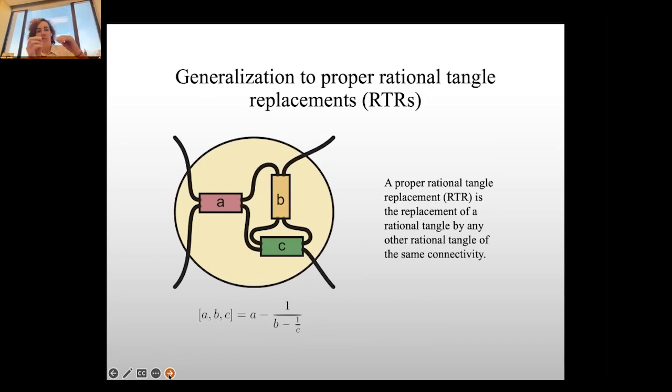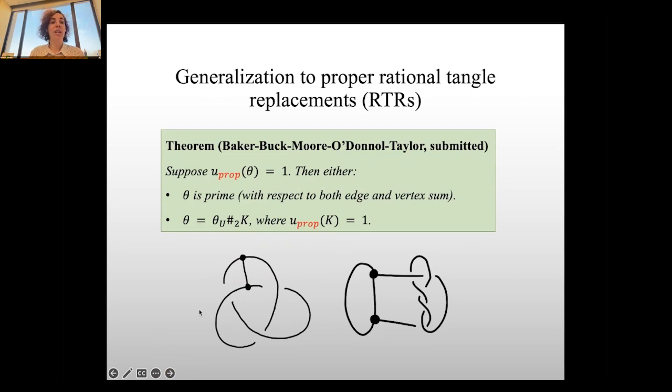And they go in a kind of horizontal, vertical, horizontal pattern like what's seen here. So by doing a rational tangle replacement, that means you're going to be replacing a rational tangle by any other rational tangle of the same connectivity. So you could take a very big rational tangle and then replace it with a horizontal, a vertical, or a singly crossed tangle depending on its connectivity. If we allow for this more general kind of operation, then we get a completely analogous statement. Just replace unknotting number with proper rational tangle replacement unknotting number, and then we get the same statement.